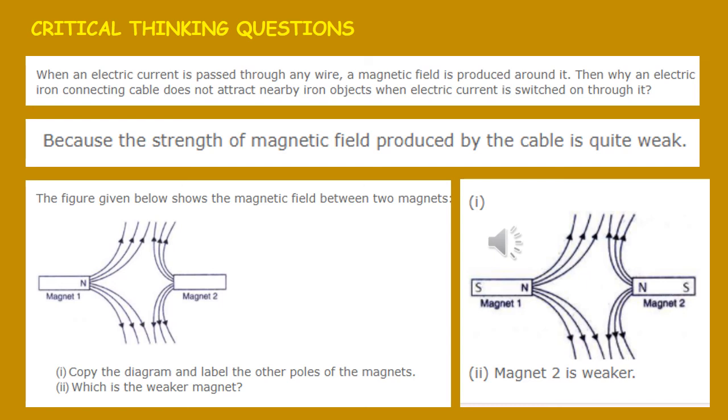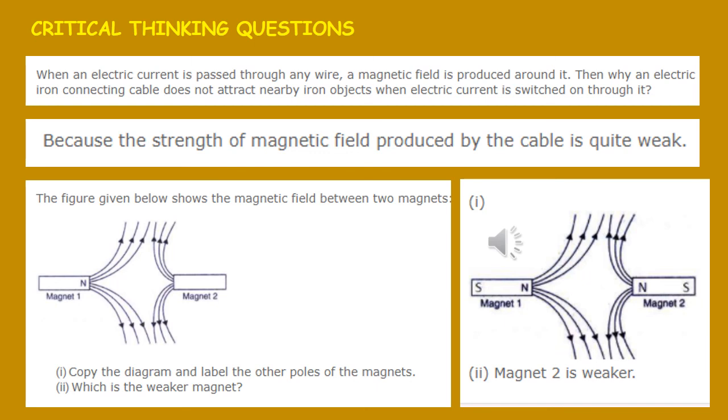Now here is one more critical thinking question. One diagram is given, and two magnets are kept apart. The first magnet is showing the north pole, and we know that the lines of force emerge from the north pole. So you have to redraw the diagram and label the poles. In the second diagram, we can see that the lines are going out. They are also emerging from the pole of magnet 2. So what is happening? That is also a north pole of the second magnet.